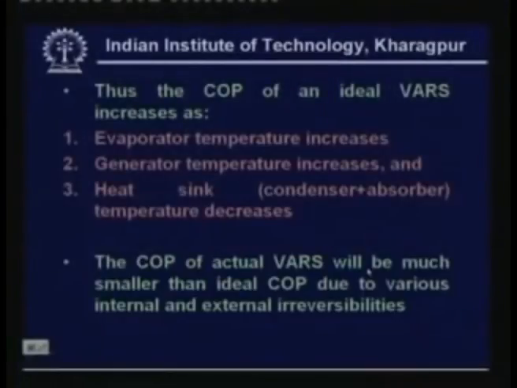However, you will find that the COP of actual systems will be much smaller than the ideal COP due to various internal and external irreversibilities. As usual, all real systems will give COPs which are much smaller than the ideal system COP. This is mainly because of the irreversibilities. Remember that the difference between ideal and real cycle lies in the irreversibilities.